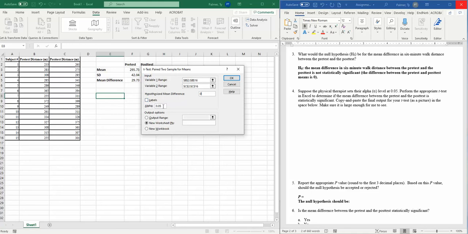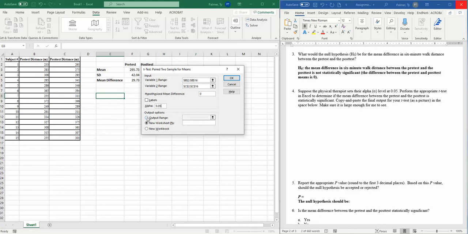For alpha level, remember if you look at question 4, it says the physical therapist sets their alpha level at 0.05. Notice that the alpha level, at least the default here for me, is already set at 0.05. If it's not for you, make sure to set it at that value. Your alpha level needs to match what it states in the question. The physiotherapist sets the alpha level at 0.05, so we need to set the alpha level at that value. So make sure the alpha level is set at 0.05, like it is here.